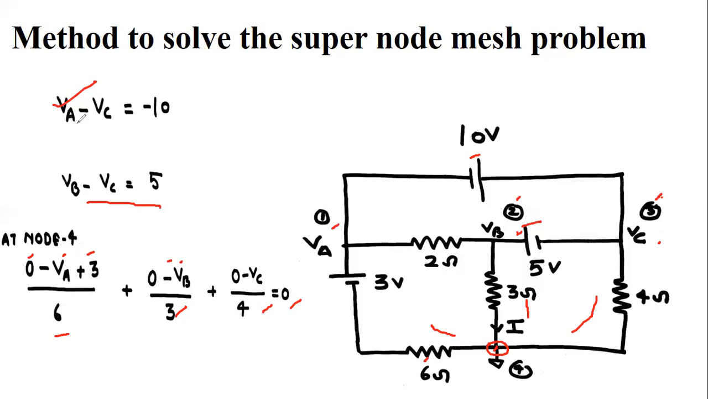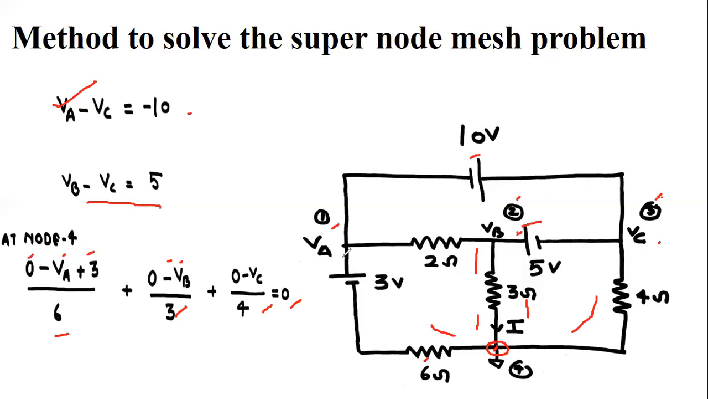So we have three unknown variables VA, VB and VC, and using these equations we can find the values of VA, VB and VC. Now the question is to find the value of I. So what is the value of I? The value of I is equivalent to VB upon 3. Once we have calculated VB, the current I is VB by 3.